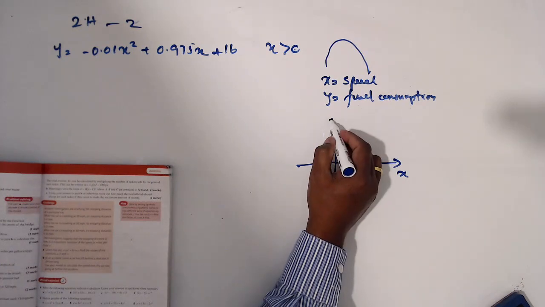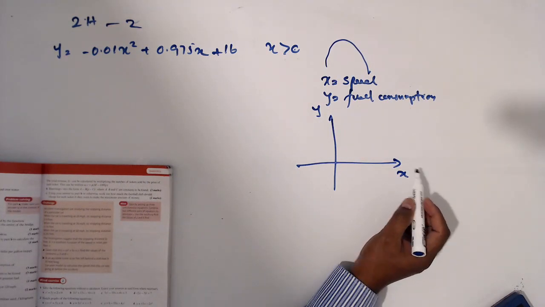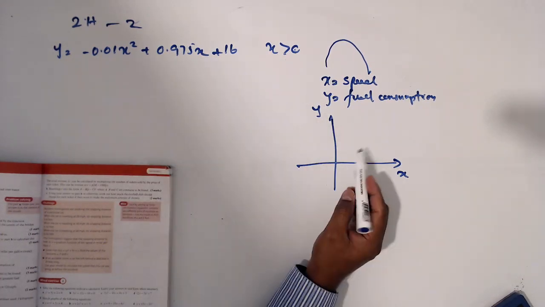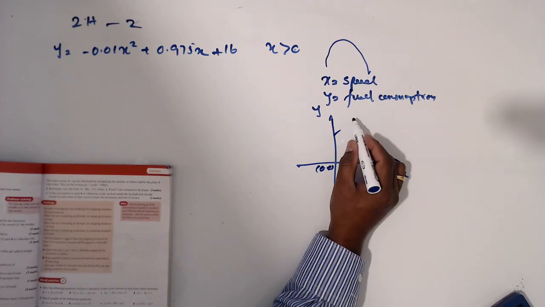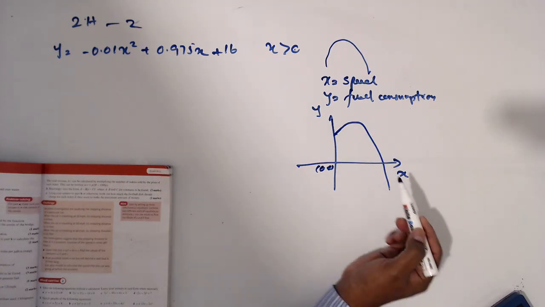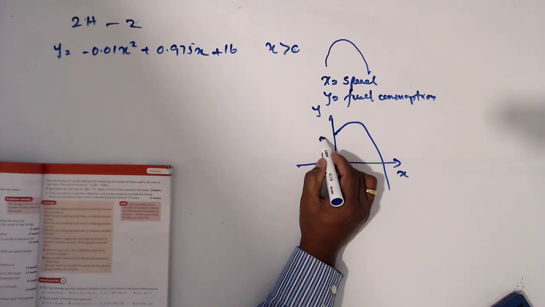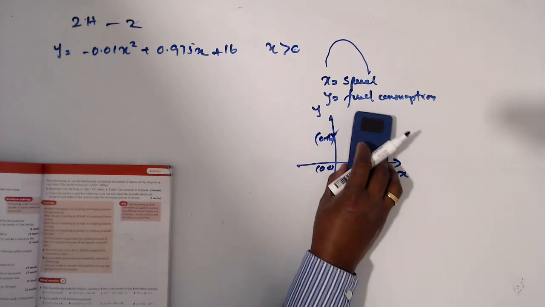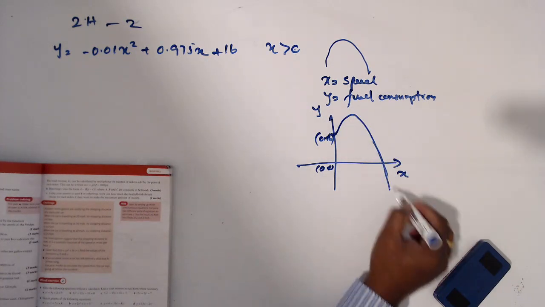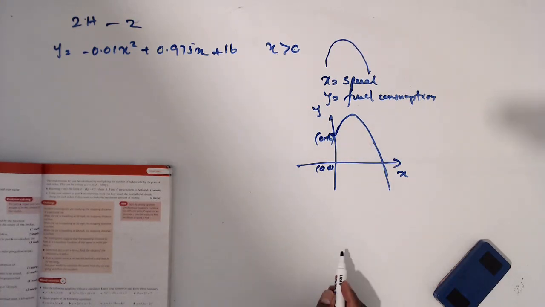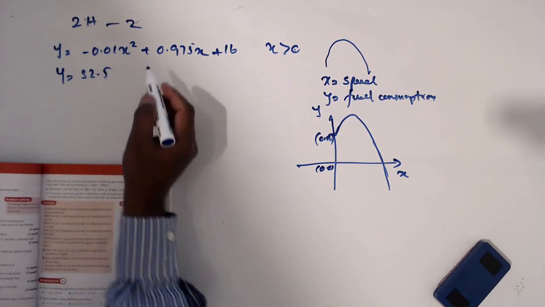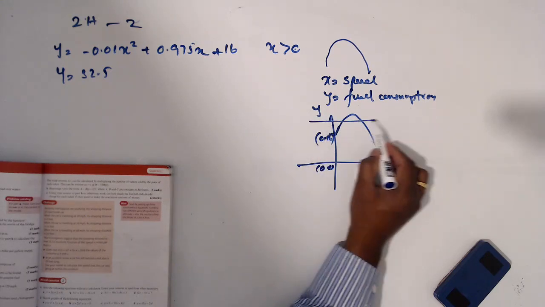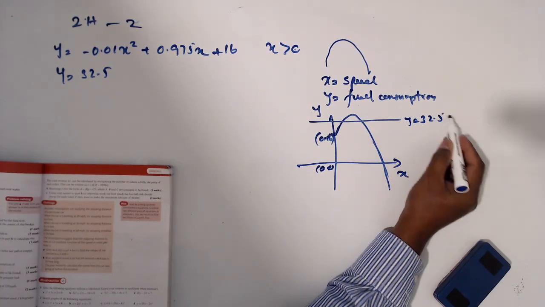this is the x-axis, this is the y-axis, and when x equals 0, y is 16. It means the graph goes something like this. This is 0, 16. So 32.5, so fuel consumption y is 32.5. So I'll draw the line y equals 32.5.